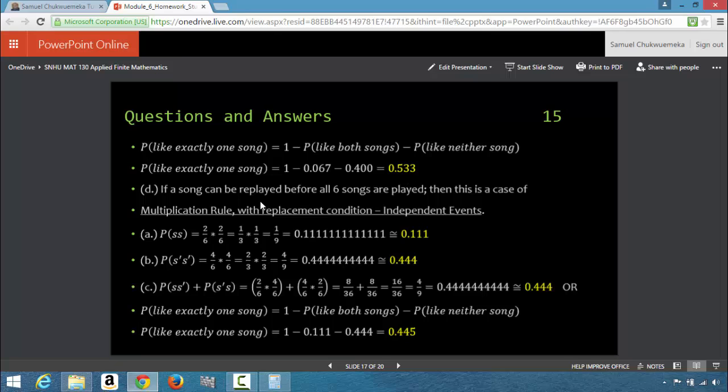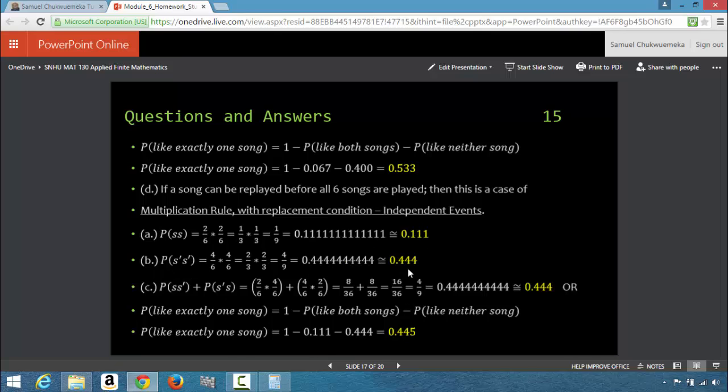The D part: if a song can be replayed before all 6 songs are played. If we do this, then we are now talking of the with replacement condition, and that is independent events. So it is still the same thing, but nothing is short of nothing. So probability that she likes both of them will be 2 out of 6 times 2 out of 6. It's not going to be 1 out of 5 anymore. No, it will be 2 out of 6 times 2 out of 6. You just read it as independent events. You're not short of anything. And this one will be 4 out of 6 times 4 out of 6. It's not going to be 4 out of 6 times 3 out of 5. No, because this is independent events.